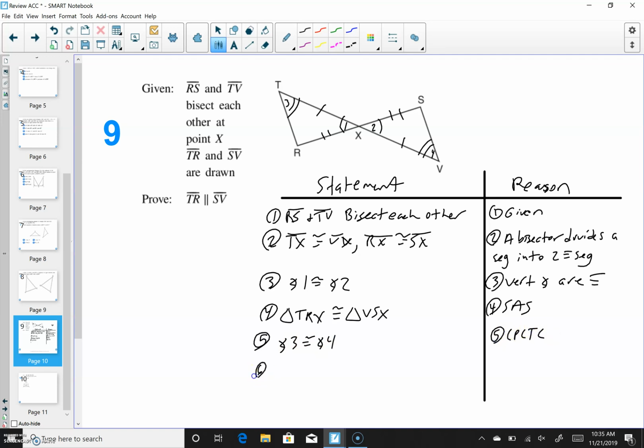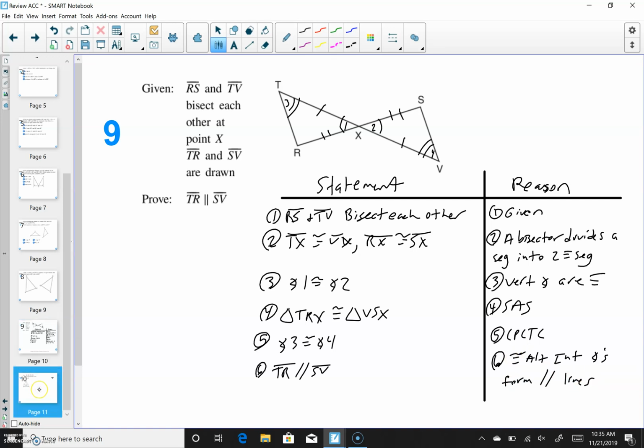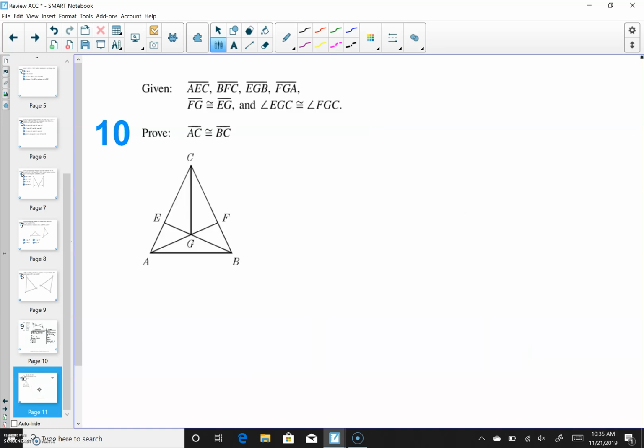And since we have angles that are in alternate interior position that are congruent, then we have parallel lines. TR is parallel to SV. Congruent alternate interior angles form parallel lines. Okay, so that's our first proof. Let's move to our second one. Our second one is definitely more challenging.